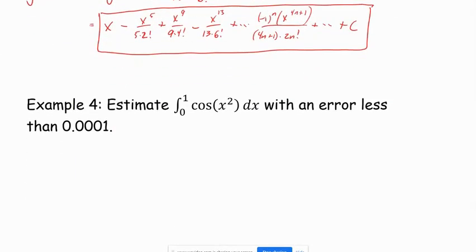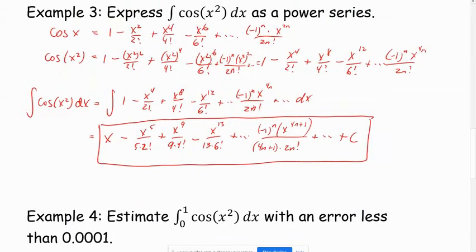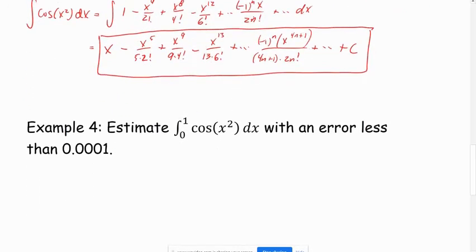So now we're going to use that result for example 4 if we want to evaluate this integral. In example 4, it was an indefinite integral. There were no endpoints, but here we have endpoints 0 and 1. So we could evaluate this as an infinite series. So the integral from 0 to 1 of cosine of x squared dx, our antiderivative is x minus x to the 5th over 5 times 2 factorial plus x to the 9th over 9 times 4 factorial minus x to the 13th over 13 times 6 factorial, and so on and so on. In general, it looks like this.